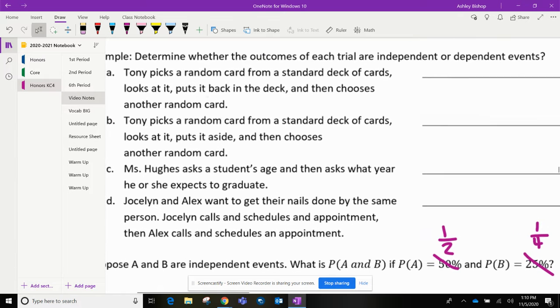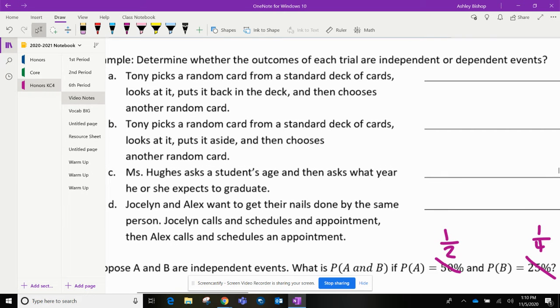So let's just see. Tony picks a random card from a standard deck of cards, looks at it, puts it back, which is important, puts it back, and then chooses another random card. Because Tony put the card back, these two things are independent. And I'm just going to write an I for time's sake. That's I for independent. Because Tony chose a card and he put it back, then he chose another card. Because he put that card back in the pile, it's okay. He still has the same complete odds of picking his second card as he did his first card, because everything's back to normal when he puts that card back.